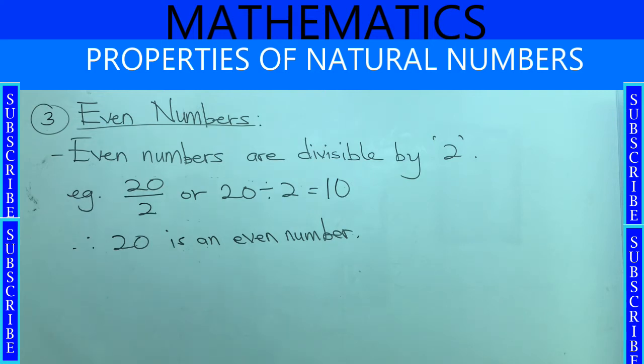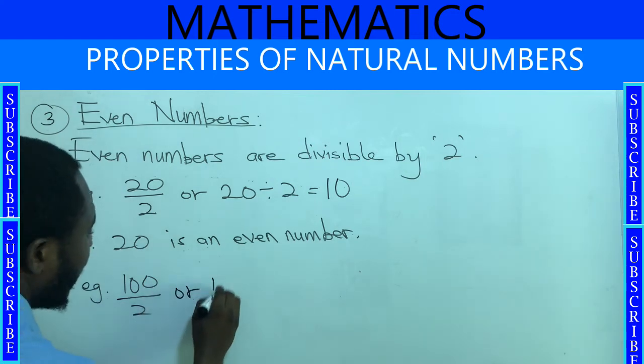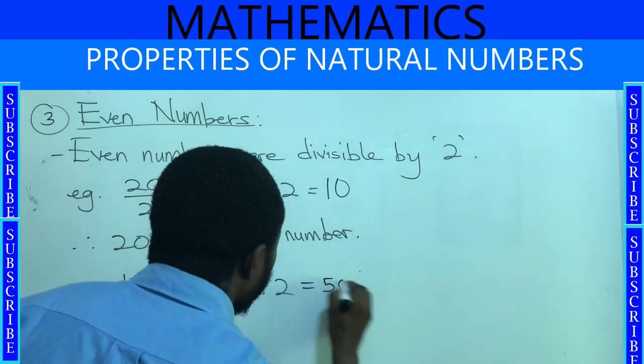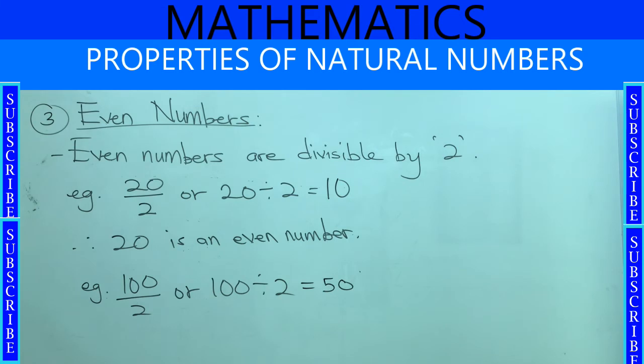You can take a different number. Again, 100. How do you know 100 is an even number? Divide it by 2. If you divide it by 2 and there is no remainder, it tells us that 100 is an even number. What do you think will be the quotient or the answer when you divide 100 by 2? It's definitely going to be 50. Since 100 divided by 2 gives us the quotient 50 without any remainder, we can say that 100 is an even number.